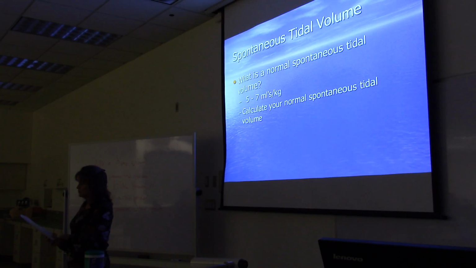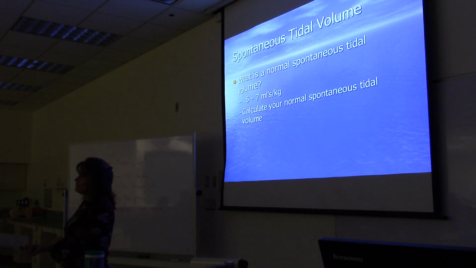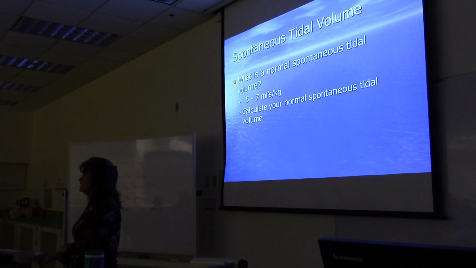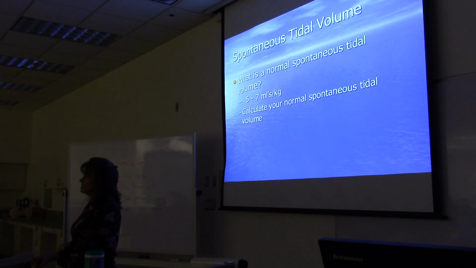Caroline, do you remember your ideal body weight? No, I don't know. How tall are you? 5'2". You're 5'2"? All right, so 105 plus 5 times 62 minus 60, so that's 2. 5 times 2 is 10. So 105 plus 10, what does that give you? 115. All right, now divide that by 2.2.